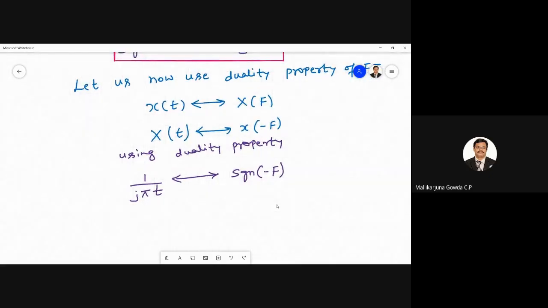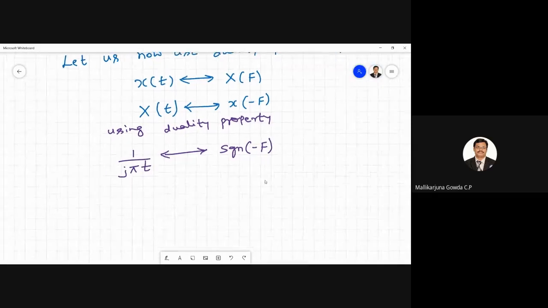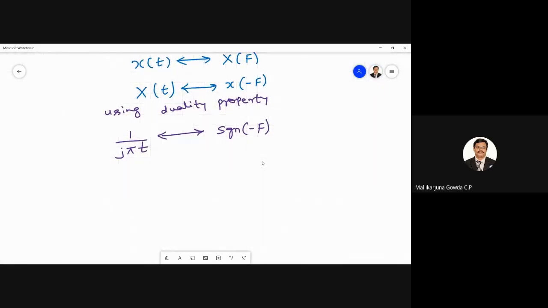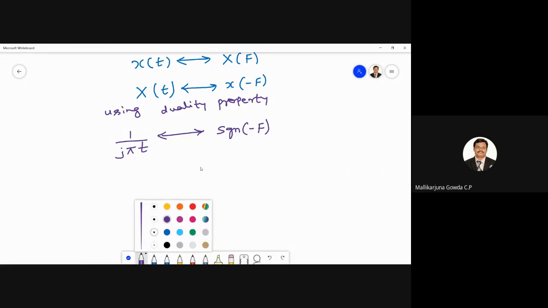So this is how I apply the duality property to the sinc function. With this, I can write that 1 by j pi t is nothing but sinc of minus f, which can be written as minus sinc of f. Minus sinc of f.